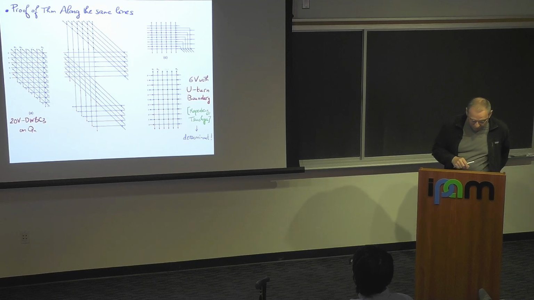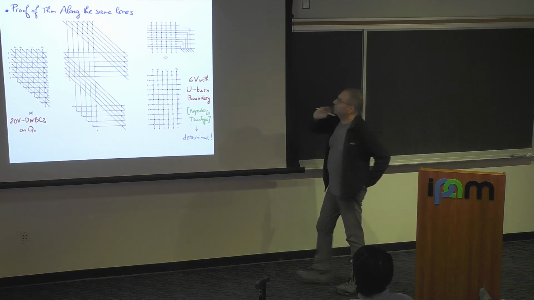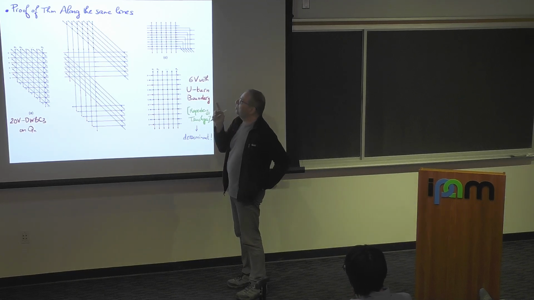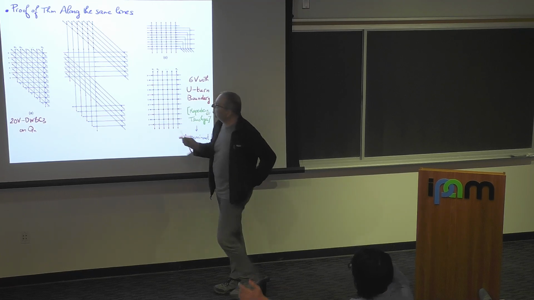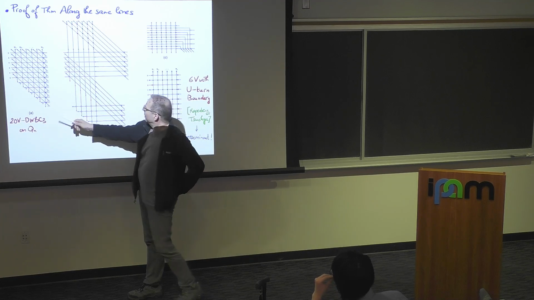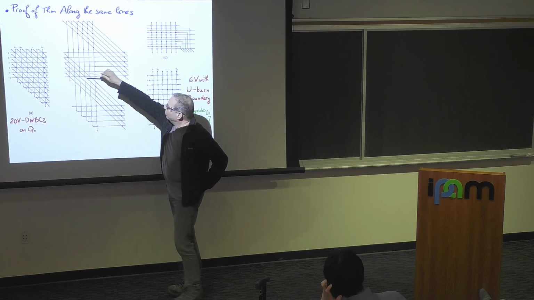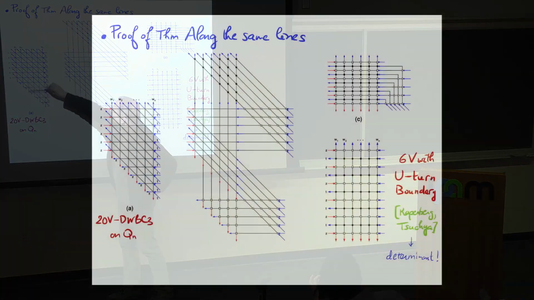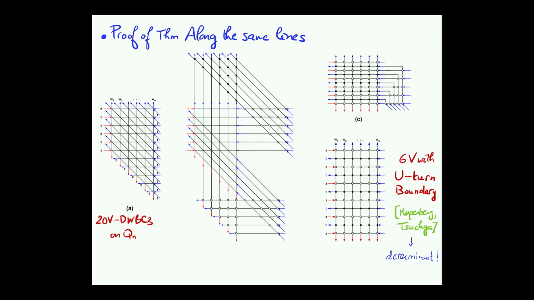Okay, so the proof. I just want to show you the proof because it shows you that it's not quite the 6 vertex with domain wall boundary conditions this time. It's a little bit more complicated. So we do our favorite game. First thing, we stretch.